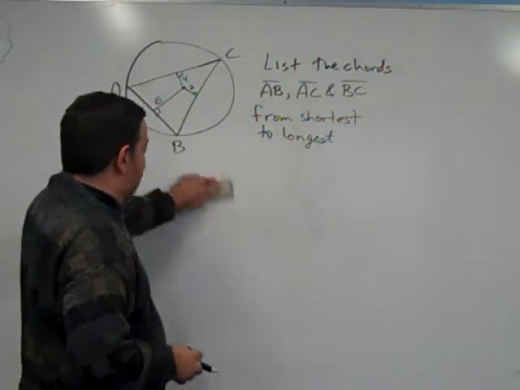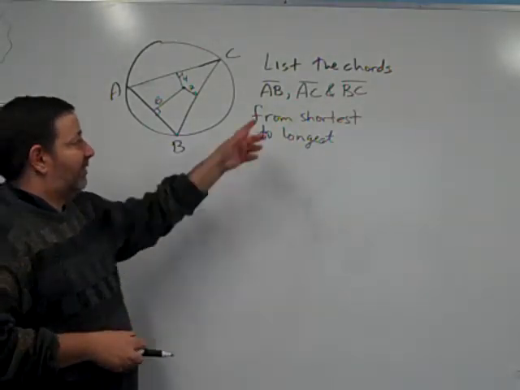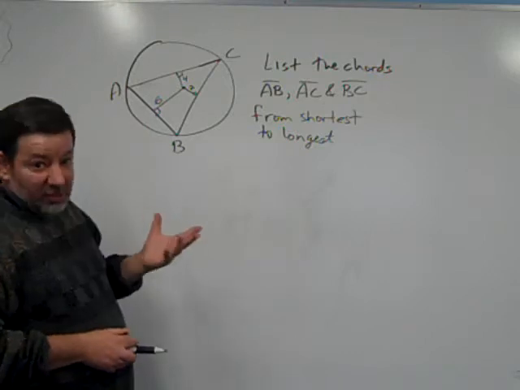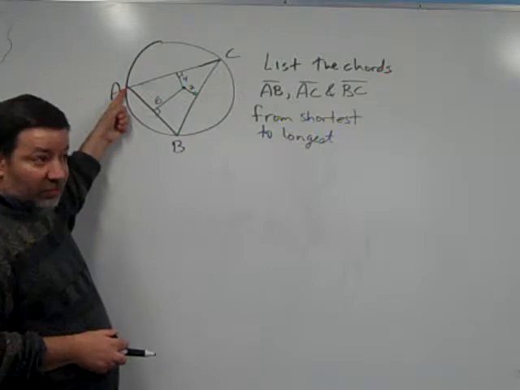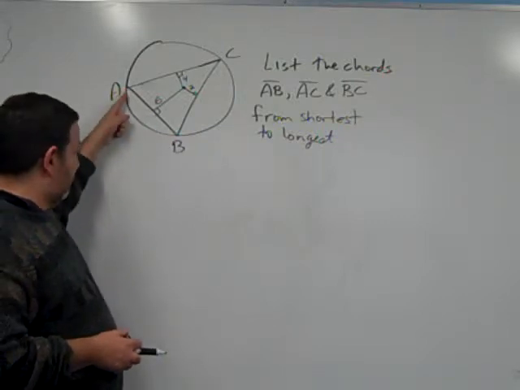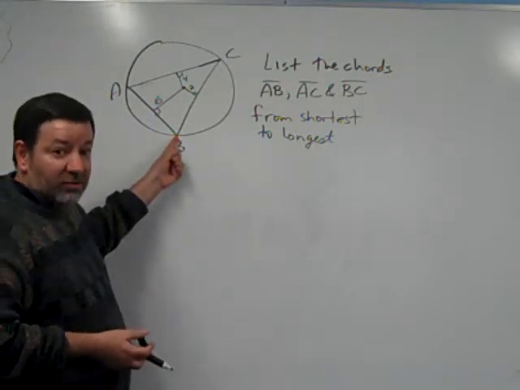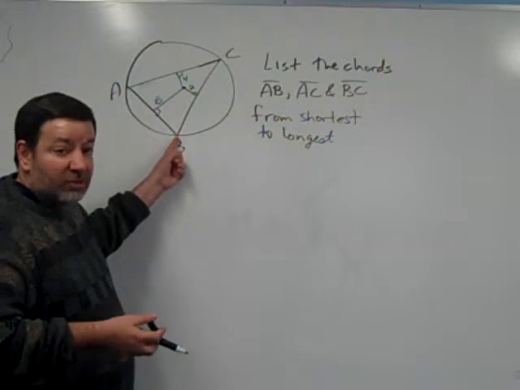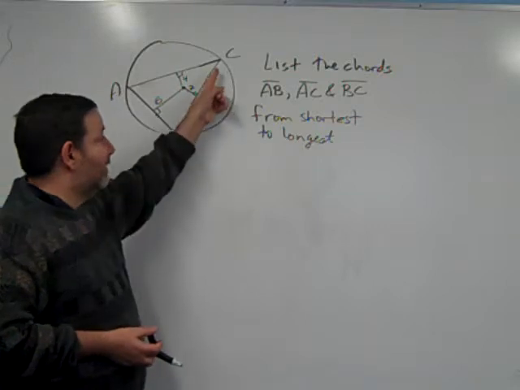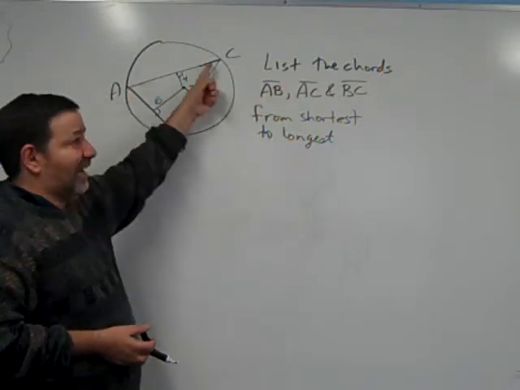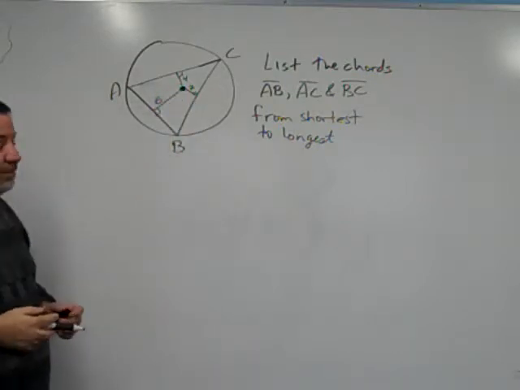So now that we know what distance means from a point to a line, let's consider this problem. It says list the chords. Well, first of all, what's a chord? If you have a circle, and you draw a line from one point on the circle to another point on the circle, like AB, that's a chord. I drew a line from point B, which is on the circle, all the way to point C that's on the circle. BC is a chord, just like AC is. And this point right here is the center.